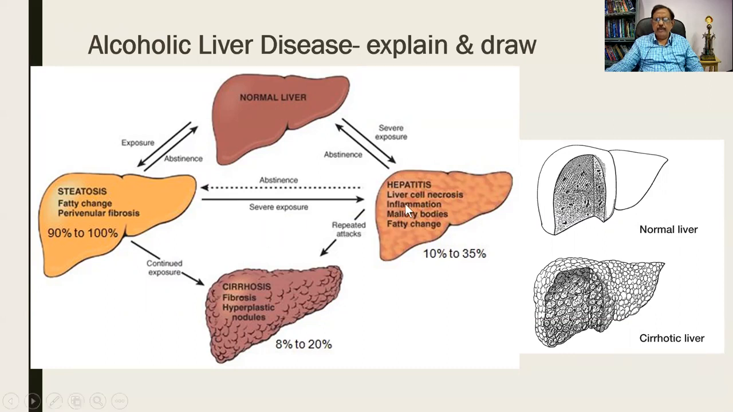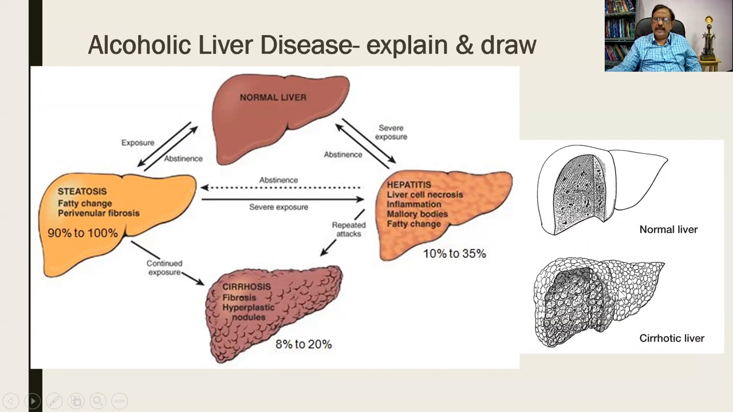Until now, it is probably reversible, and if there is abstinence, the patient can have his normal liver back. But on continuation, it goes in for permanent, irreversible damage leading to cirrhosis. So this particular schematic diagram is of importance to you, which I want you to draw in the examination.